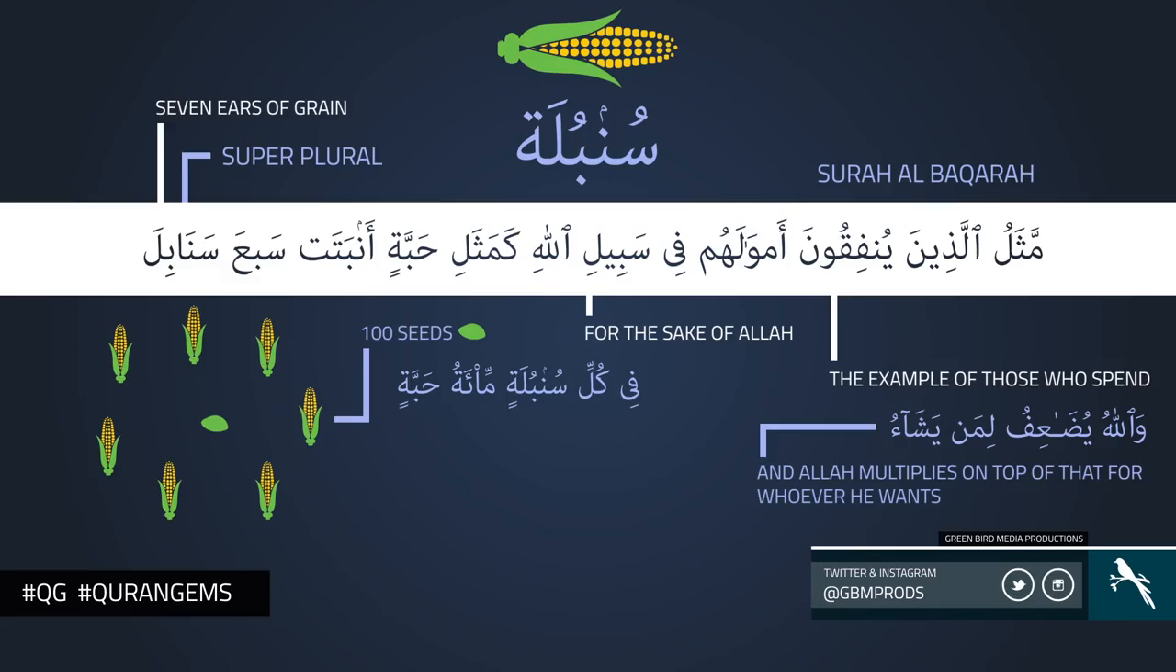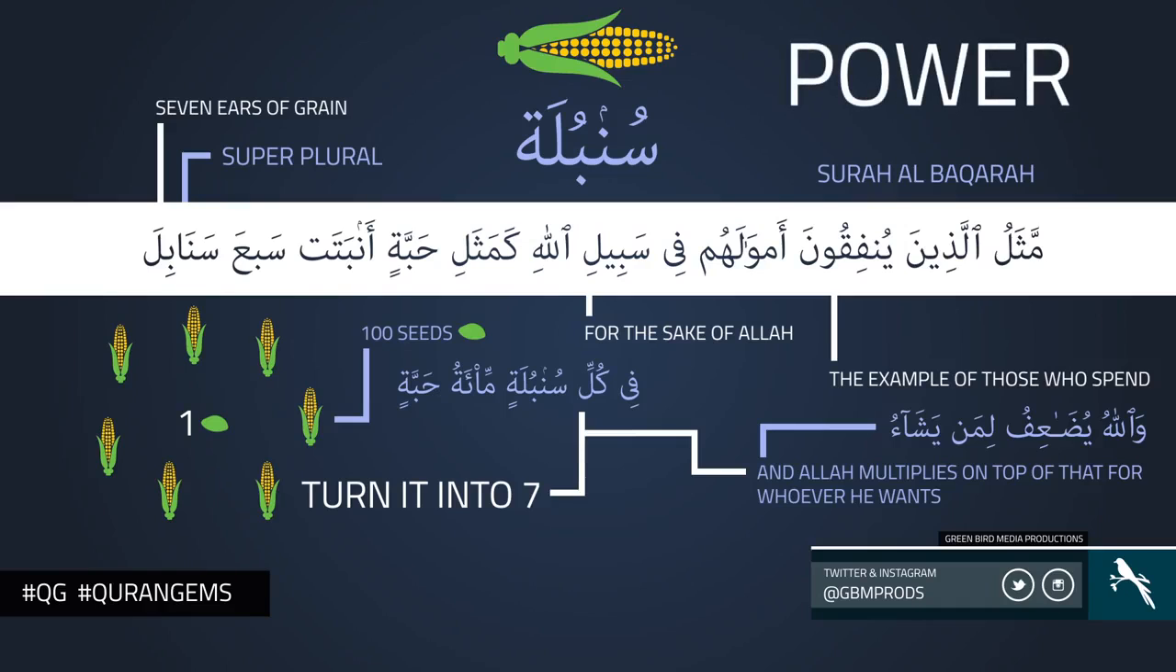The context of the ayah is you will take 1, you will turn it into 7, every 7 will give you another 100 each. On top of the math you can do, Allah has His own calculations. وَاللَّهُ يُضَاعِفُ لِمَنْ يَشَاءُ. Allah multiplies in His own way, above and beyond that, for whoever He wants. Meaning this calculation is beyond human capability. Is this a context of weakness or power? So the powerful plural is used.